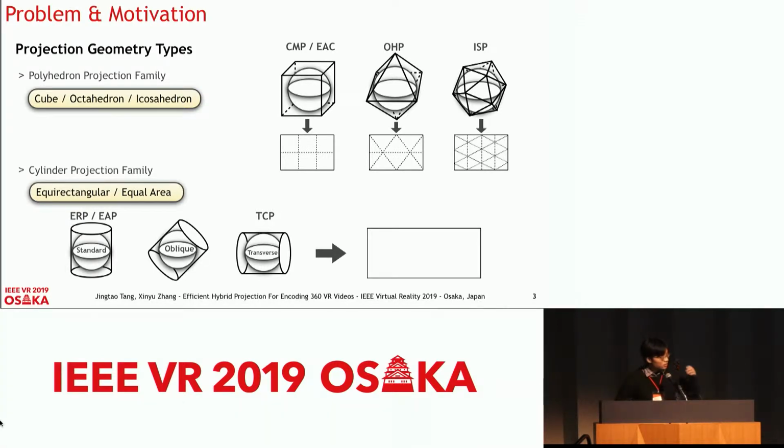As we all know, videos are often encoded, and we do processing on the 2D matrix. So nowadays, ERP and the cube map are the two most commonly used projection geometries for projecting the spherical surface into a 2D surface. These two most commonly used projections, representing these two families, still have many problems in them.